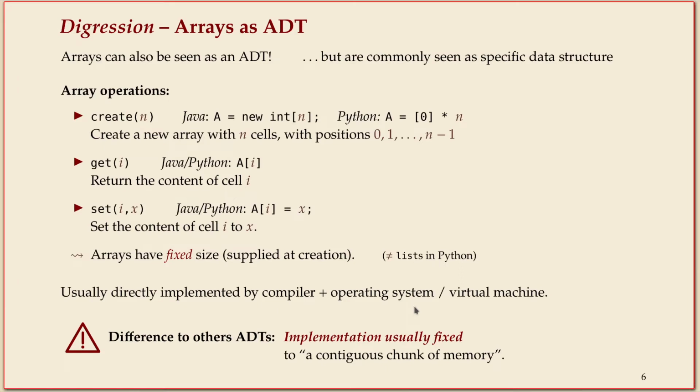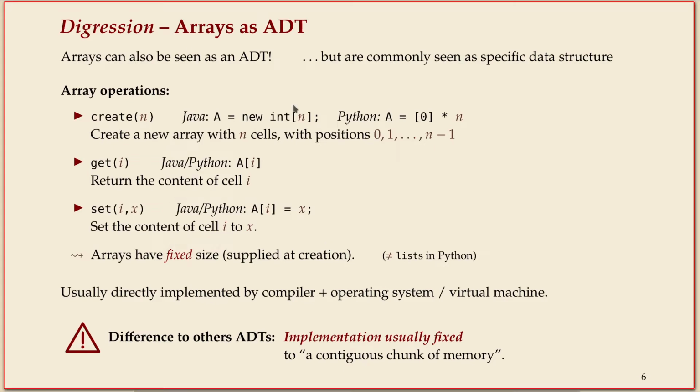We can also say an array is a data structure because, by the term array, we usually think of a concrete representation in memory, namely a contiguous piece of memory where we put the elements one after the other. There's a starting pointer, and then you can just add offsets to get to the other positions.